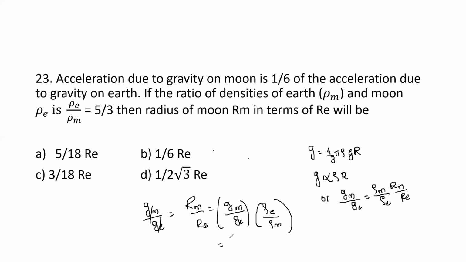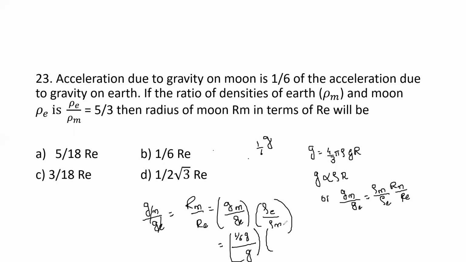This is equal to, so what they have specified, see, the acceleration due to gravity on the moon is 1/6 of acceleration due to gravity on the earth. Can I write like this relation? That is 1 by 6 into g. Suppose g is acceleration due to gravity on the earth, then I can take it as 1 by 6 of g. So that is this bracket.